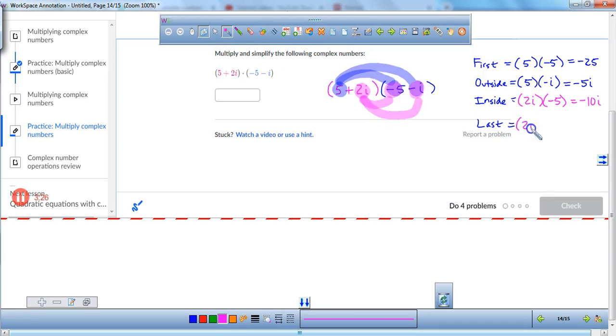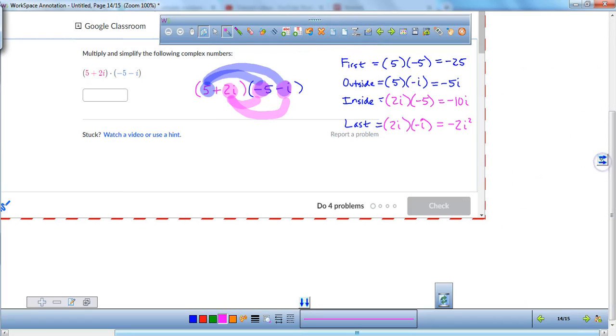This is where it gets a little bit tricky. 2i times a negative i, which becomes negative 2i squared. But wait, there's more. So what does i squared mean? Remember, from our very first video we talked about with the complex numbers, i squared equals negative 1. So wherever you see an i squared, what are you going to say? When I say i squared, you say negative 1. So this becomes negative 2 times negative 1, which becomes a positive 2.